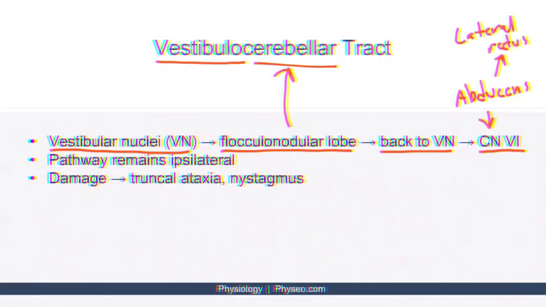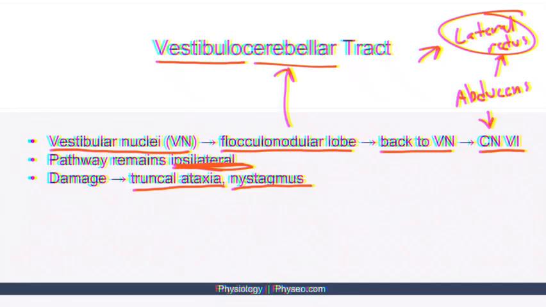And this whole pathway going from the vestibular nuclei to the floccular-nodular lobe, and then back to the vestibular nuclei, and then to cranial nerve 6, and then finally the lateral rectus muscle, it all remains ipsilateral. It's all ipsilateral, which means that cerebellum is really, really simple. Just remember ipsilateral. Now, if you damage the vestibulocerebellar tract, you're going to get truncal ataxia, which we discussed previously, and you also get nystagmus due to this lateral rectus muscle stimulation.